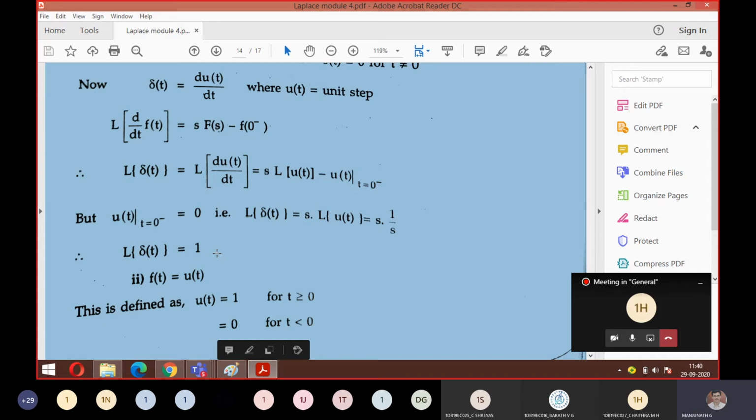So the time domain impulse function is equal to 1, and after applying Laplace, in the frequency domain it is also equal to 1. Am I clear? Yes, sir. So now we will derive the Laplace of u of t, and how we got 1 by s.